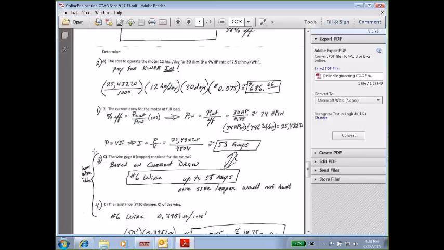The wire gauge required for the motor. Well, based off of current draw, a number 6 wire is up to 55 amps. And I'm pulling 53, so that would be sufficient. However, one size larger wouldn't hurt a bit since we're that close. But for the answer to this problem, I would accept number 6, or if somebody wanted to go up a size, I would accept that.